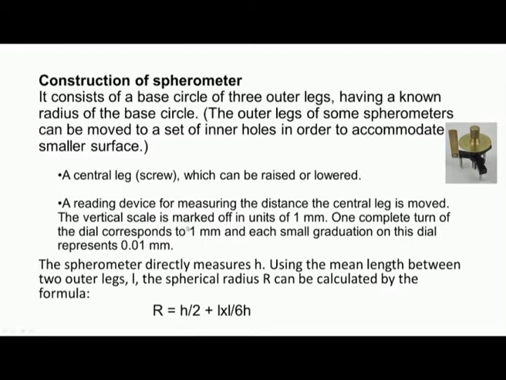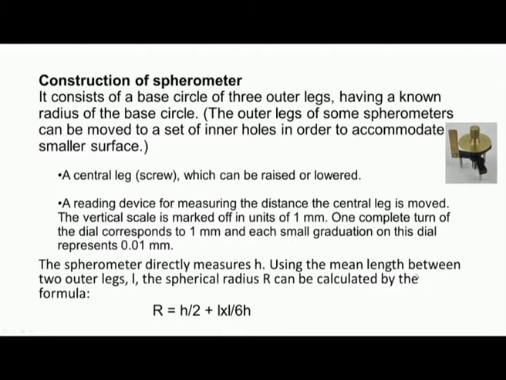The vertical scale is marked off in units of 1 millimeter. This is the vertical scale. One complete turn of the dial corresponds to 1 millimeter, and each small graduation on this dial, that means this rotary scale, represents 0.01 millimeter. The spherometer directly measures h.